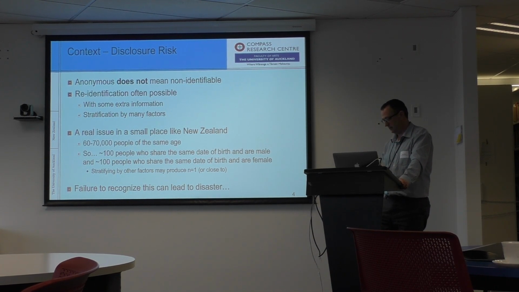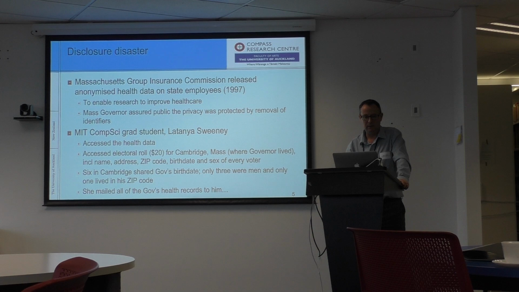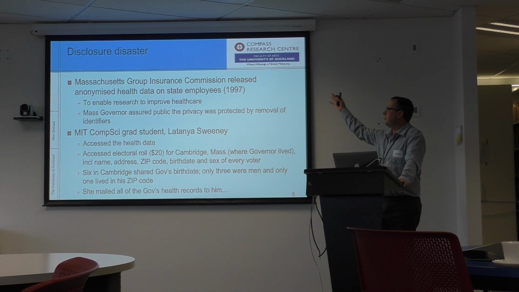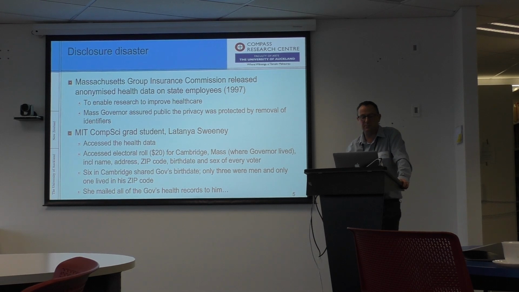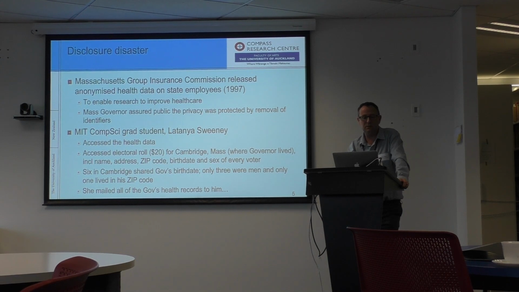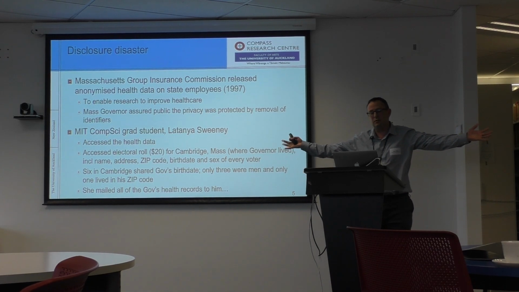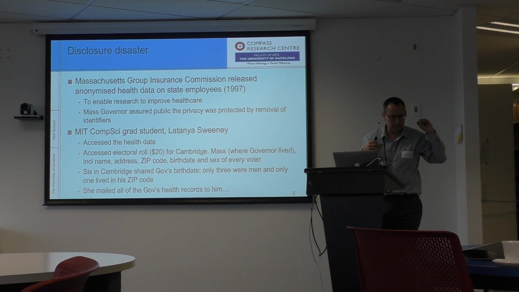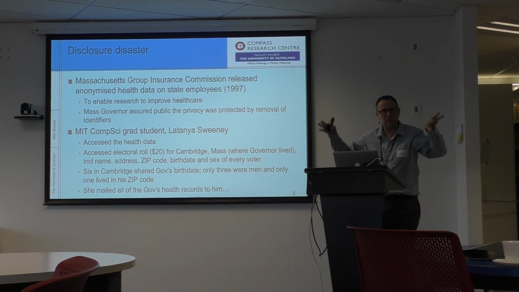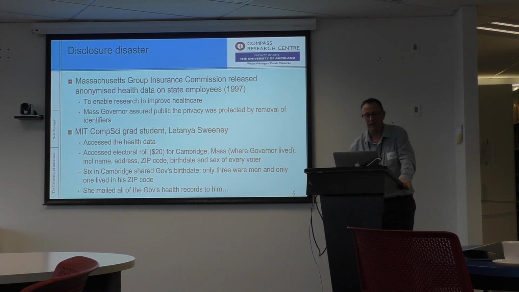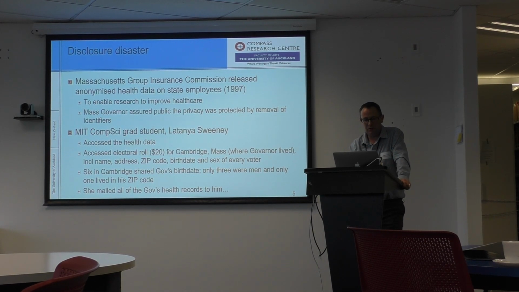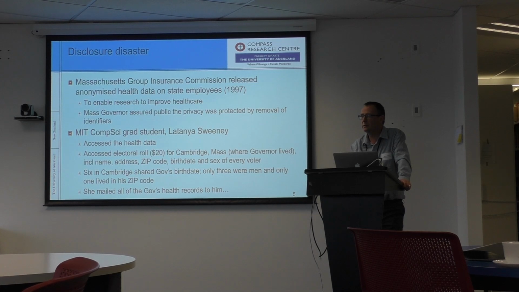Failure to recognise this can lead to disaster. If I had a longer talk, I'd go through several examples of this, but this is my favourite one, and it's an old one. More than 20 years ago, the Massachusetts Group Insurance Commission released anonymised health data on state employees, basically to enable research to improve healthcare. So this is a noble aim. They want to open up these data for researchers to use so they can look at what particular treatments are having good effects, an early instantiation of big data, if you like. And the Massachusetts governor at the time assured the public that privacy was protected because they removed the direct identifiers.